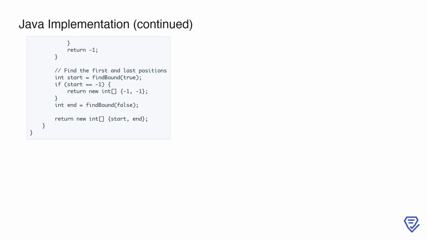Now, back in the searchRange method, we use the findBound function to locate the first occurrence of the target by passing true as the argument. If the result is -1, it means the target is not present in the array, so we return [-1, -1] as the output. Otherwise, we proceed to find the last occurrence by calling findBound with false. Finally, we return an array containing the start and end indices that represent the first and last positions of the target in the array. This approach ensures that we efficiently locate both boundaries using binary search, resulting in an optimal time complexity of O(log n).